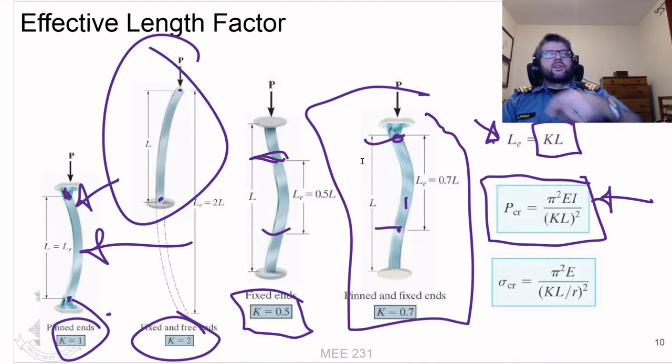Similarly, we can do the same thing for the critical stress. That effective length factor lets us not have to look at how it's supported each time, and just plug in a factor that corrects for that.